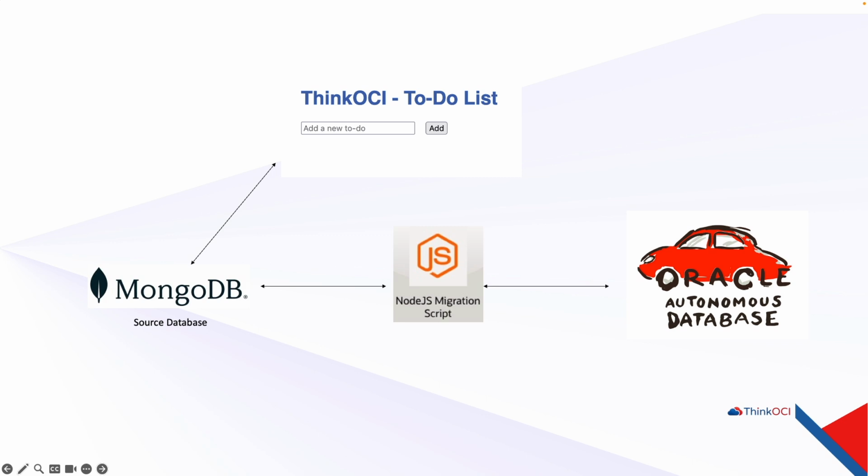This Node.js migration script is a one-time activity. Just specify the endpoints of your existing source Mongo and the destination target, then execute. It will take all the data from Mongo and convert it to Oracle Autonomous Database. The beauty is that the MongoDB API is something you developers are already familiar with. You can do the same on Autonomous Database also. There is no change needed at the code level. Once we have done the migration, we will point the ThinkOCI to-do list to the newly created target database, Oracle Autonomous Database. So that's what we planned for today.